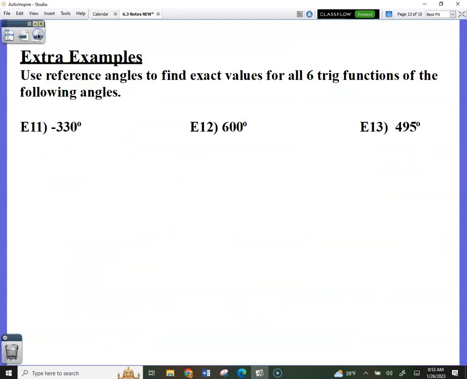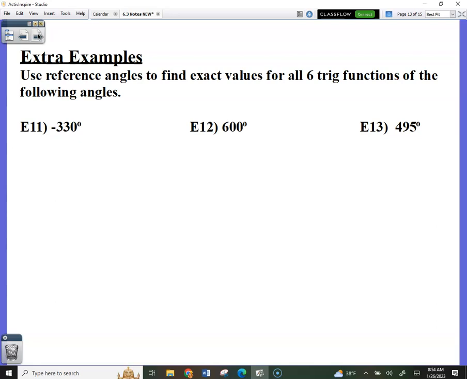Okay, so this one, negative 330, says find all 6 trig values. Negative 330 is out of the scope of 0 to 360, right? So you could either draw it and get your reference angle, or you could calibrate it by bringing it back to a coterminal angle, then get your reference angle.